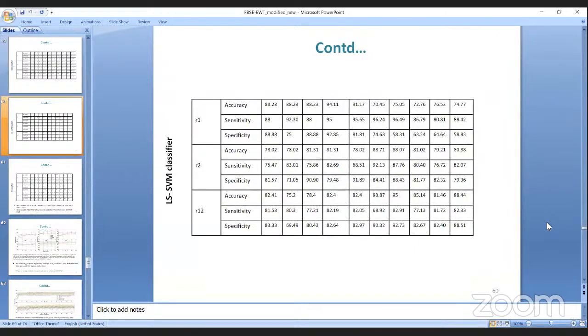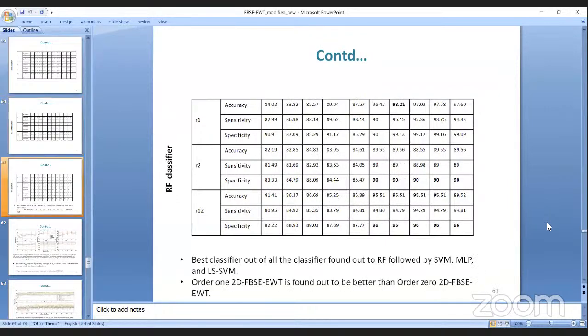And this table shows the classification performance in terms of accuracy, sensitivity, and specificity based on the least square support vector machine classifier for the different databases R1, R2, R12. And then you can see the results based on the random forest classifier for the different databases R1, R2, R12, and we obtain accuracy, sensitivity, and specificity in terms of percentage.